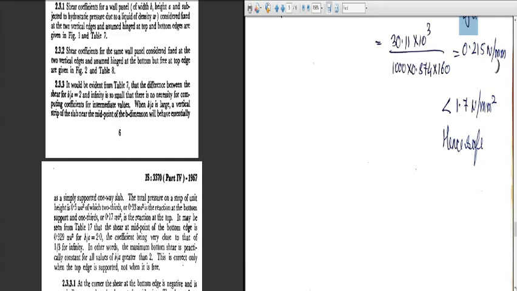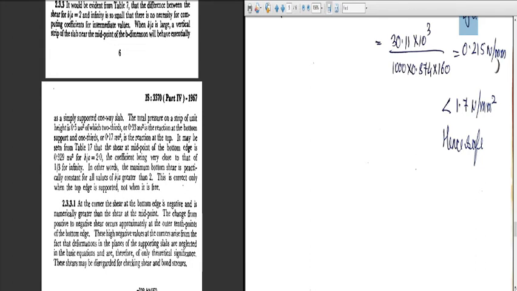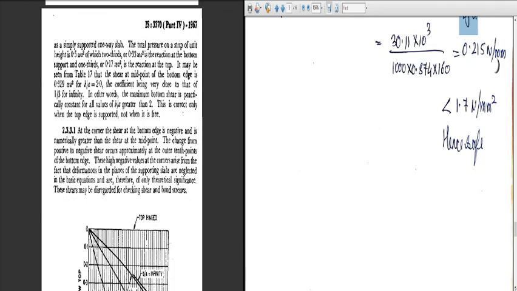It may be seen from table number 7 that the shear at midpoint of the bottom edge is 0.329 W A square for B by A equal to 2, the coefficient being very close to that of 1 by 3 for infinity. In other words, for B by A greater than 2, that is correct only when the top edge is supported and not free. So this is how it is given.